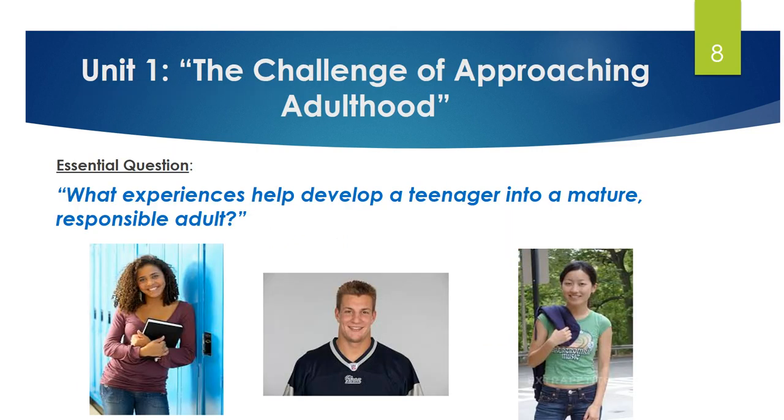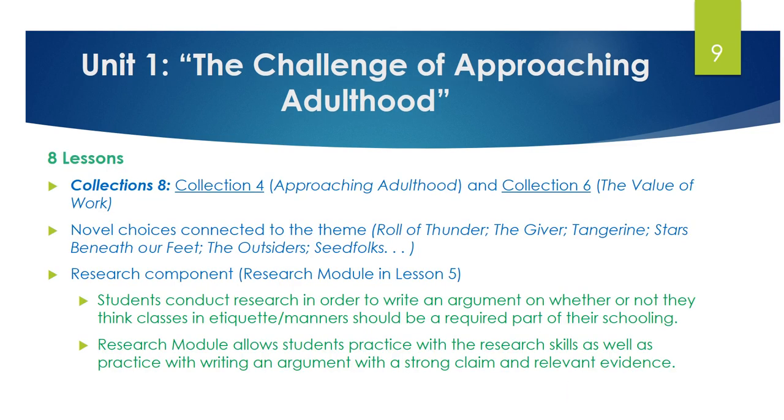So now, let's take a deeper look at the 4 units. So Unit 1, we start with the challenge of approaching adulthood. The essential question is, what experiences help develop a teenager into a mature, responsible adult? And by the way, there's only one essential question for every unit. This is the shortest unit in terms of lessons. There are only 8 lessons in this unit.